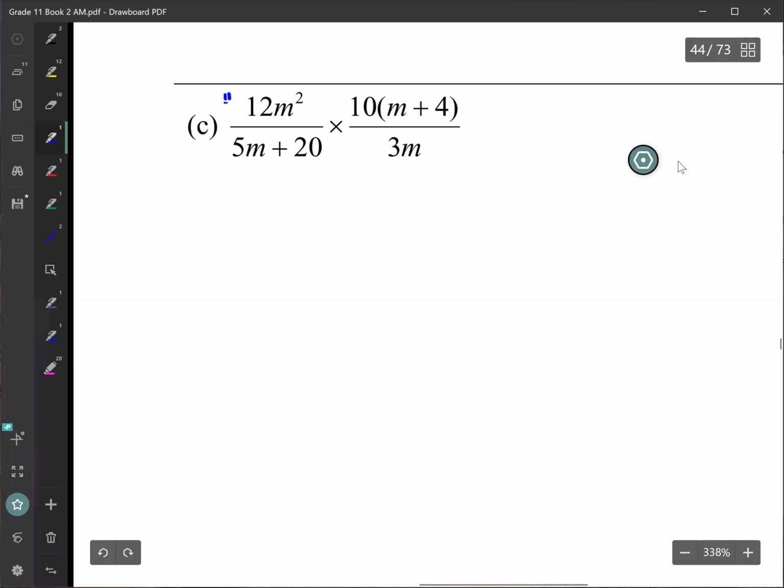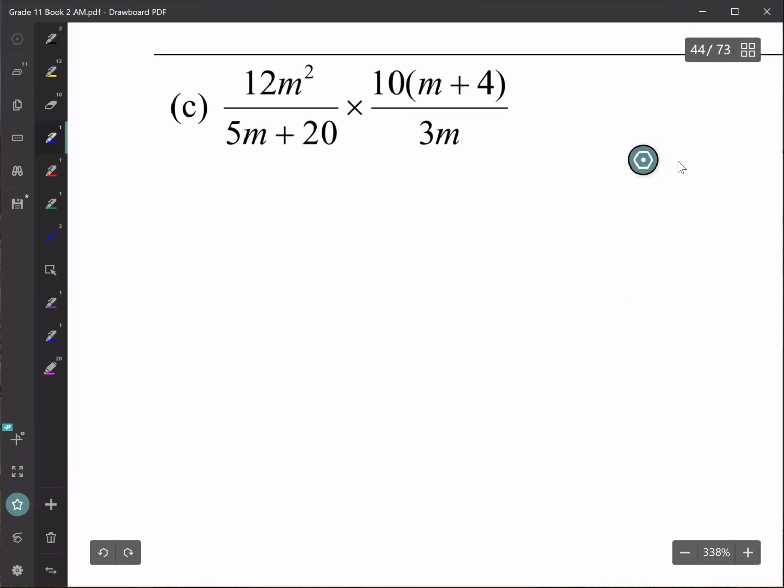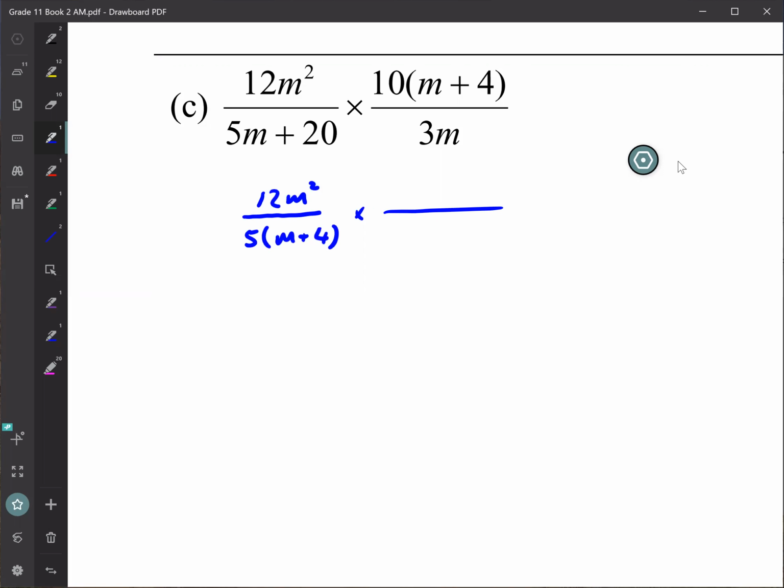Okay, so first part. For the first fraction, the denominator can be factored, right? So we take out the 5, that's a GCF. The numerator is already factored, right? So we factor 5 out, n plus 4. Okay, and then for the second one, the numerator, nothing to do, it's already factored for you. Denominator as well. So the only thing you need to factor is the first fraction.